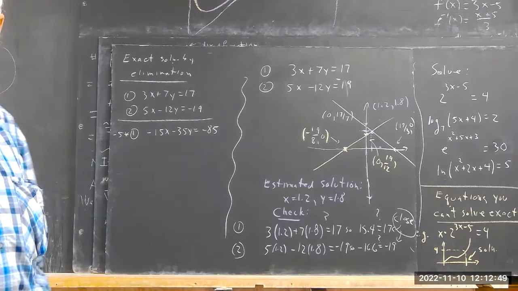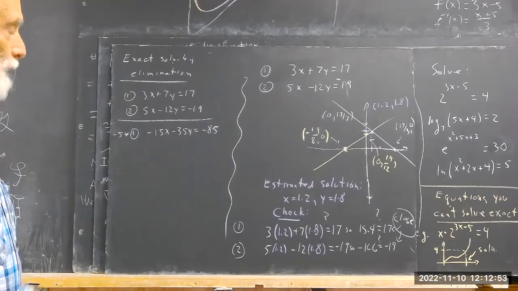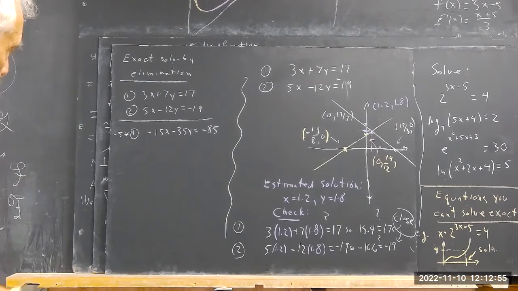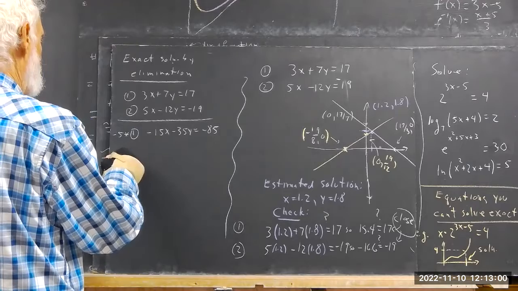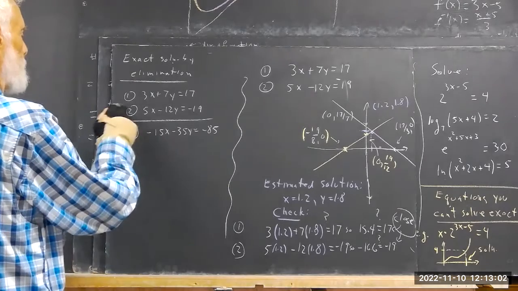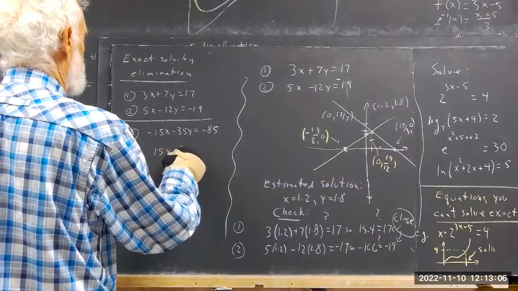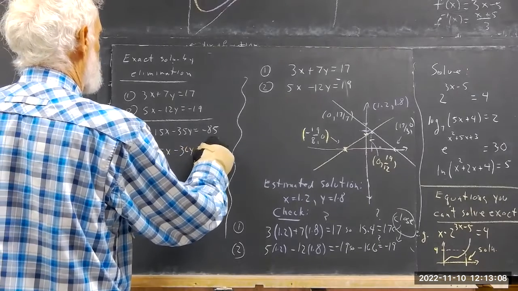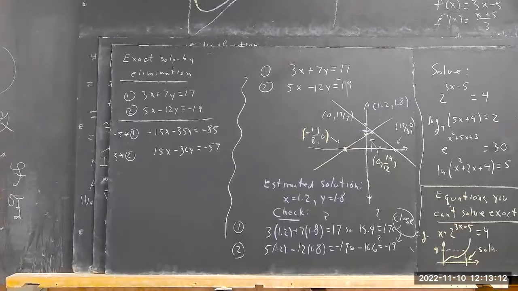Now, why in the world would I want to do that? These numbers are bigger than these numbers. Well, the reason I want to do that is because I'm also going to do this. I'm going to multiply this equation by 3, and I'm going to get 15x minus 36y equals -57. And multiply by 3, that's right.